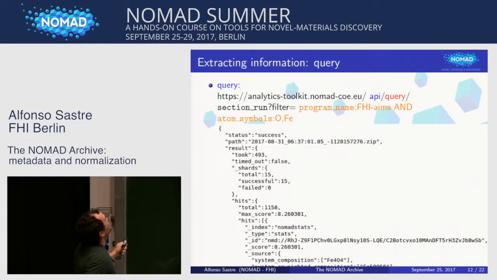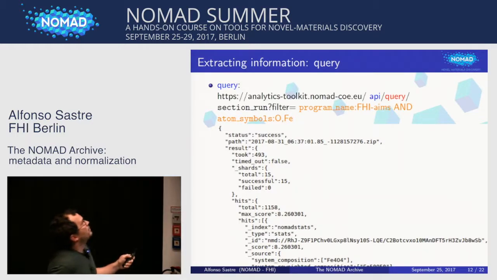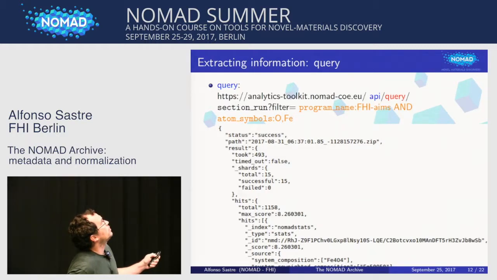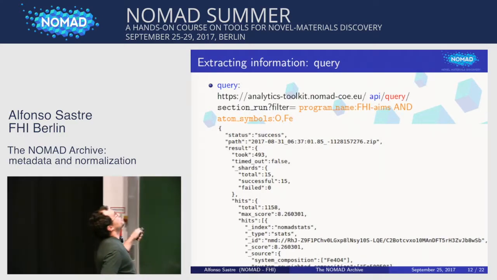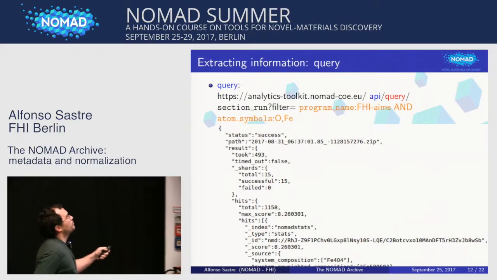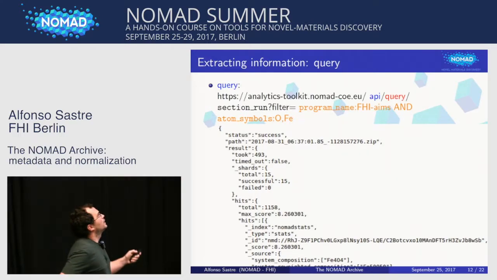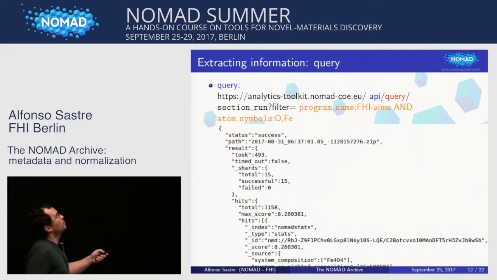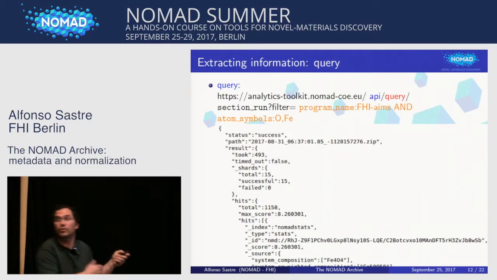For the query, you have to use this URL, this address. It's the Analytics Toolkit web page. You start with API, and then you say query. This is, for example, a typical query. You say, OK, I want the codes with this program name, and that contain these elements. When you do this in your Firefox or whatever you use, you get something like this. This is ugly, but later I'm going to show you how to use this in an easy way. But if you are a developer, probably this is very useful for you.